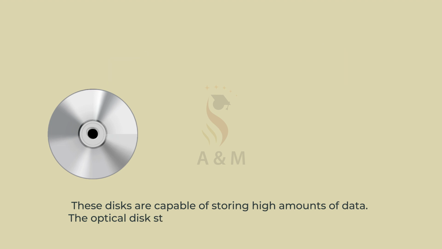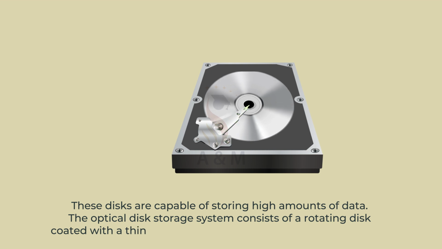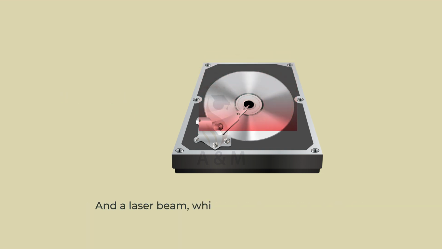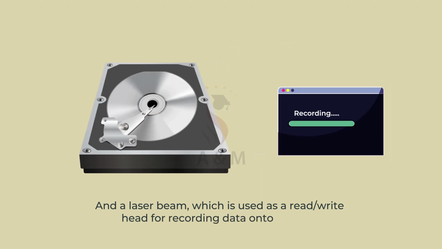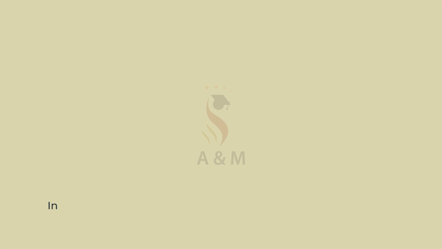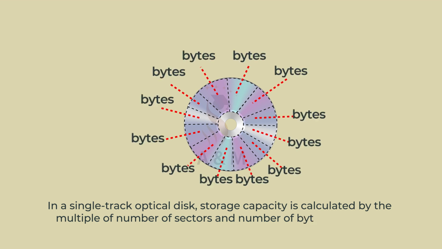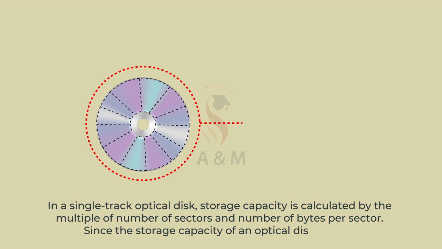The optical disk storage system consists of a rotating disk coated with a thin layer of metal that acts as a reflective surface, and a laser beam which is used as a read or write head for recording data onto the disk. In a single track optical disc, storage capacity is calculated by the multiple of number of sectors and number of bytes per sector, since the storage capacity of an optical disc is huge.